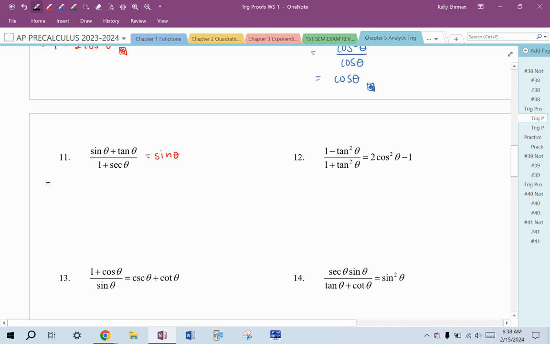And I would say that I don't see any obvious identities. So I'm going to change everything to sines and cosines. So quotient identity says tangent is sine theta over cosine theta. And 1 plus secant will be 1 plus 1 over cosine theta.